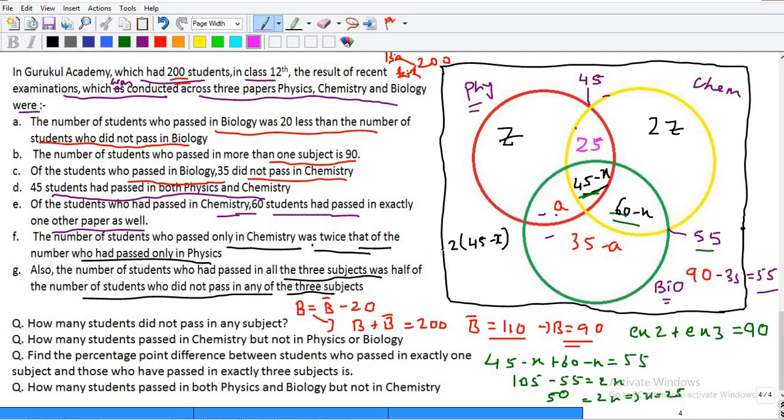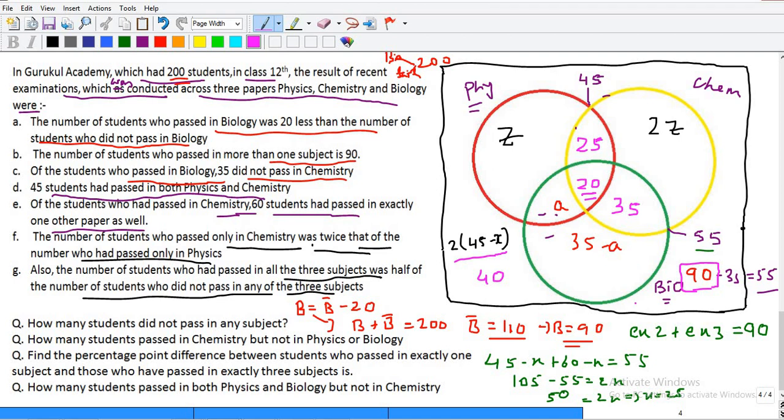Now 45 minus x will become 20, so this will become 20. And 60 minus x, that is 60 minus 25, will give me 35. So this will become 35. And what will the outside value be now? It was twice of this, so this will be 40. Now the sum of this green circle is 90. There were 90 students who have passed in biology, right? So I can say 20 plus 35 plus a plus 35 minus a will give me 90. Okay, here the a will cancel out.